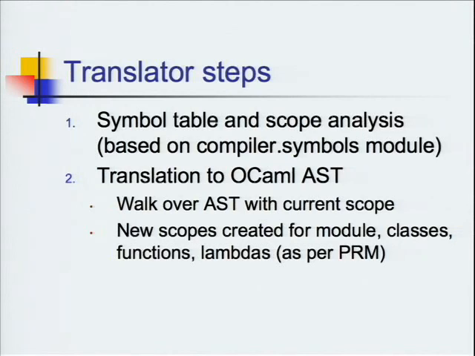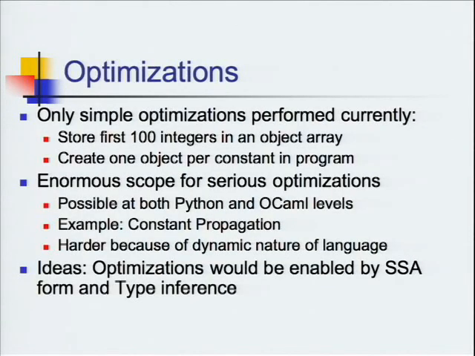Now, lambdas in Python, as we know, are basically shortcuts for function definitions. I don't perform too many optimizations right now. We do not perform any serious compiler optimization, mainly pretty simple things, some of which are done in the Python distribution already. For instance, a simple optimization is to store the first 100 integers as objects. So whenever you refer to any of the first 100 integers, you do not create a new object. You just refer to the existing object in the runtime.